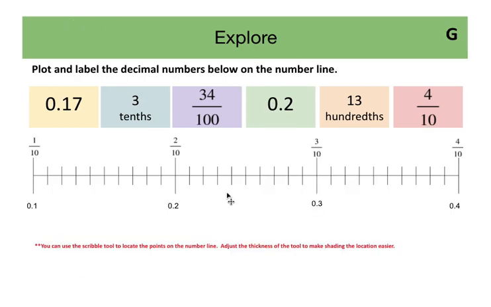So I'm skipping to G here, and again, it wants us to plot and label the decimal numbers on the number line. So it's these same numbers that we looked at before. But you'll notice that the number line here has both fractions on top and decimals on the bottom. So before we start filling in the location of these numbers, I want us to study this number line a little bit more.